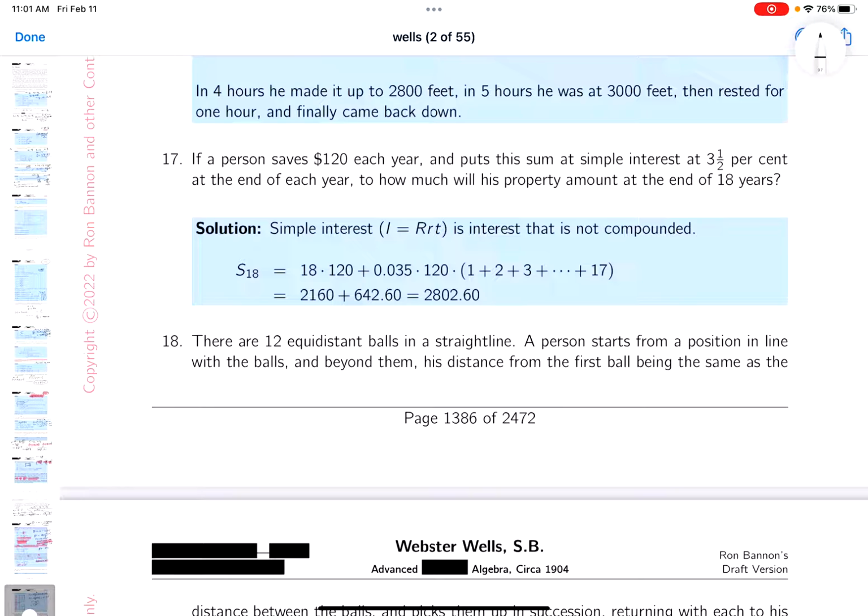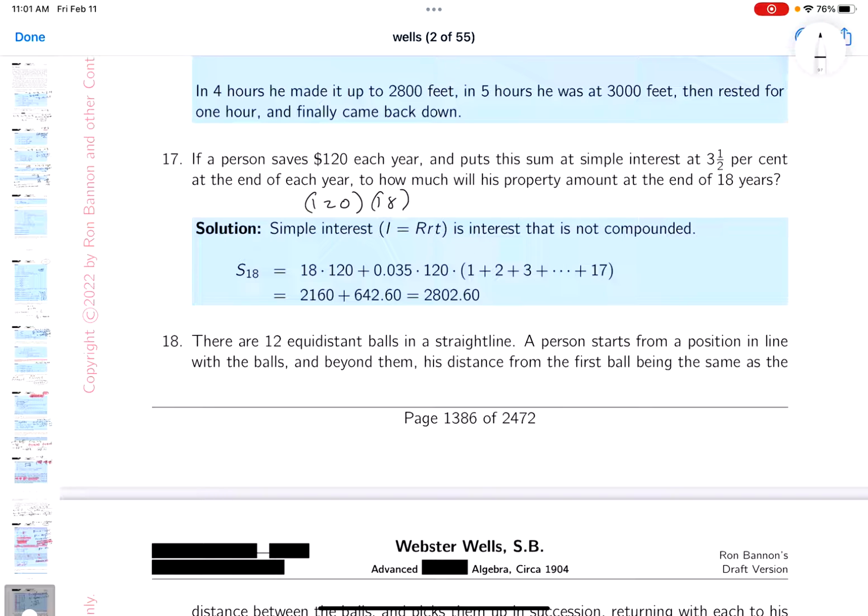All right? So I want to point out that for 18 years, he puts $120 away. I hope you realize that there's $120 every year, and there's 18 years of this. All right, so that's pretty important. Now, the next thing is that there's interest generated on this. Some of the money has been in there for a certain number of years, but the interest is generated at the end of the year, right?